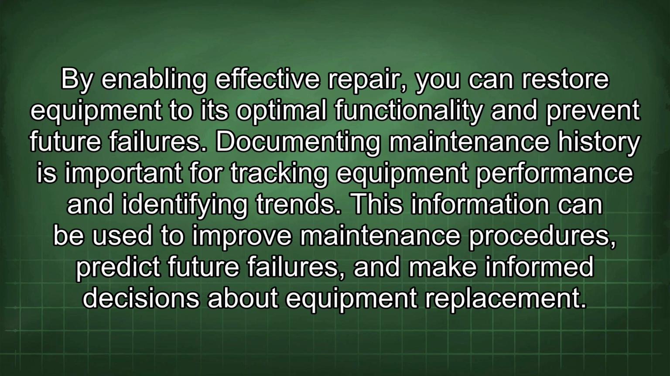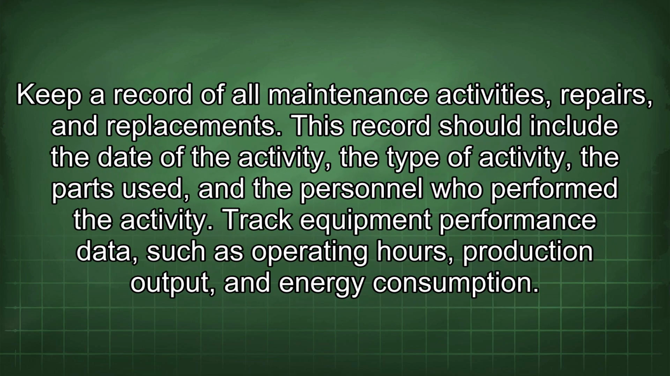Documenting maintenance history is important for tracking equipment performance and identifying trends. This information can be used to improve maintenance procedures, predict future failures, and make informed decisions about equipment replacement. Keep a record of all maintenance activities, repairs, and replacements. This record should include the date of the activity, the type of activity, the parts used, and the personnel who performed the activity.